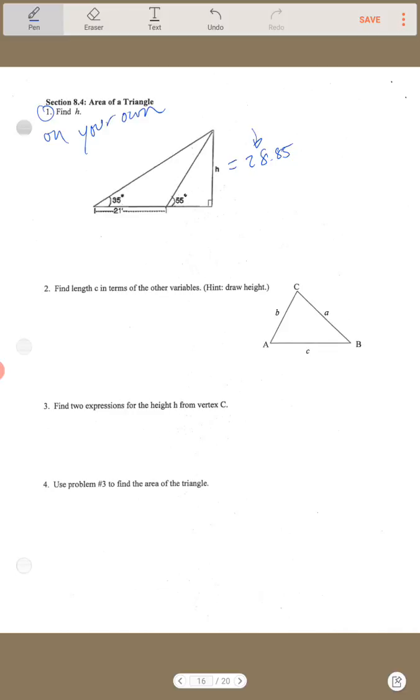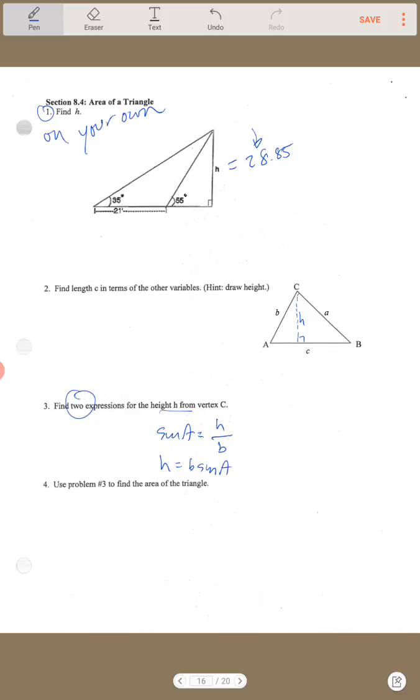So, or rather, number 3. Find two expressions for the height h from vertex C. So here's vertex C. Let's drop the h down and give it a value, height, h. We discussed already that if you want to find the height, you can use trig ratios to say that the sine of A is equal to opposite over hypotenuse. So sine of A equals h over b. Well, in that case, h is b sine A.